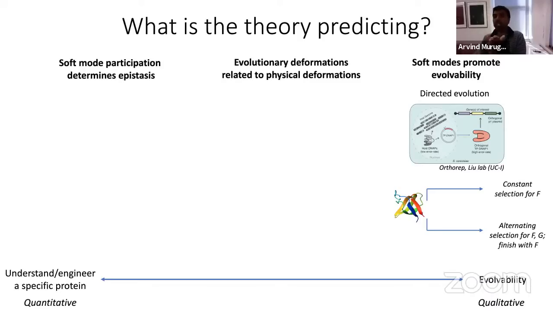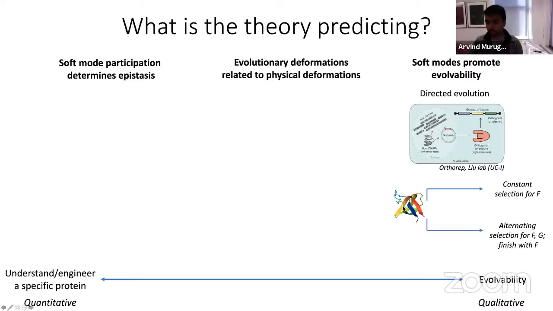You don't need it. Maybe you don't need it for the catalytic efficiency. Just the presence of the soft mode, even if you don't use it for anything, makes the evolution of other unrelated functions easier. So to us, that suggested a directed evolution experiment where, for example, we select for features that have no fitness benefit for an individual, but give the lineage a benefit, through evolvability.